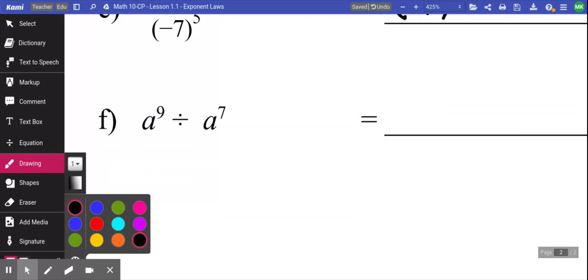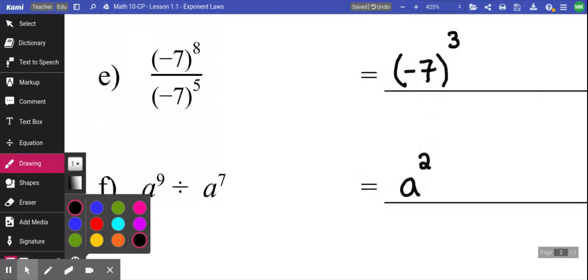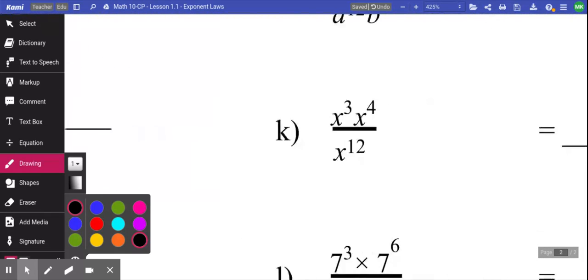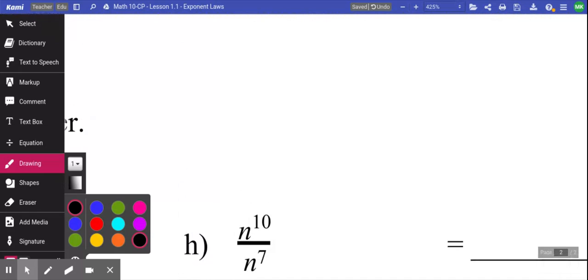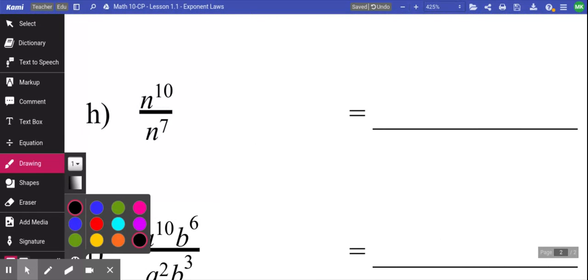This one, a to the 9 divided by a to the 7. You're going to subtract your exponents. That should become a to the power of 2. Fantastic. The right side starts to get a little more complicated. The left side's a little more basic. The right side, we run into some new things. N to the power of 10 over n to the power of 7. 10 minus 7 is 3. That one's still pretty straightforward. It's just n to the power of 3.